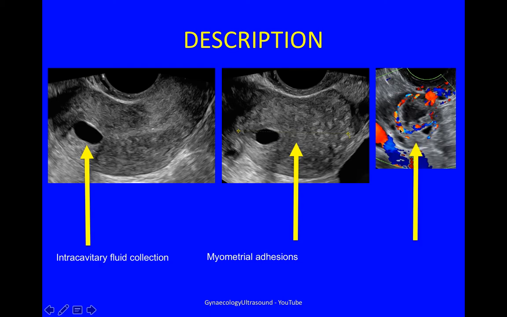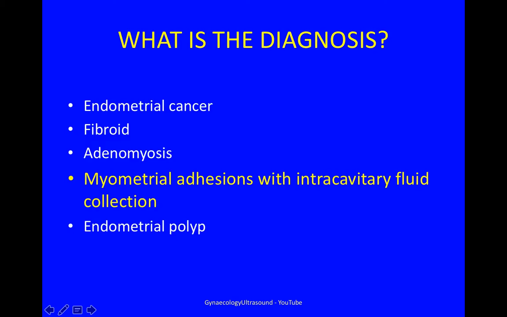In this view, you can see the ovary with a corpus luteum. This is the corpus luteum with a ring of vascularity peripherally, which shows it to be evidence of ovulation. This was myometrial adhesions with intracavitary fluid collection due to her ablation.